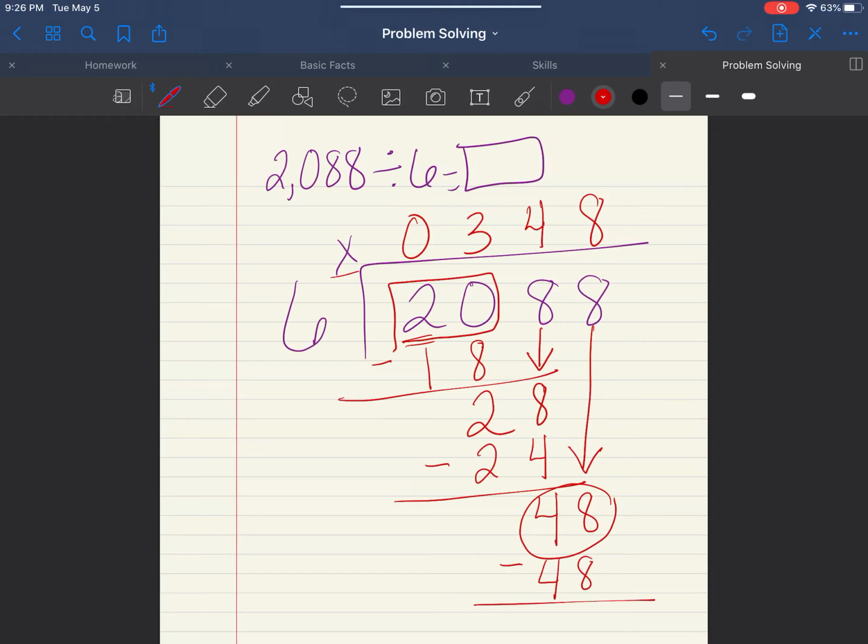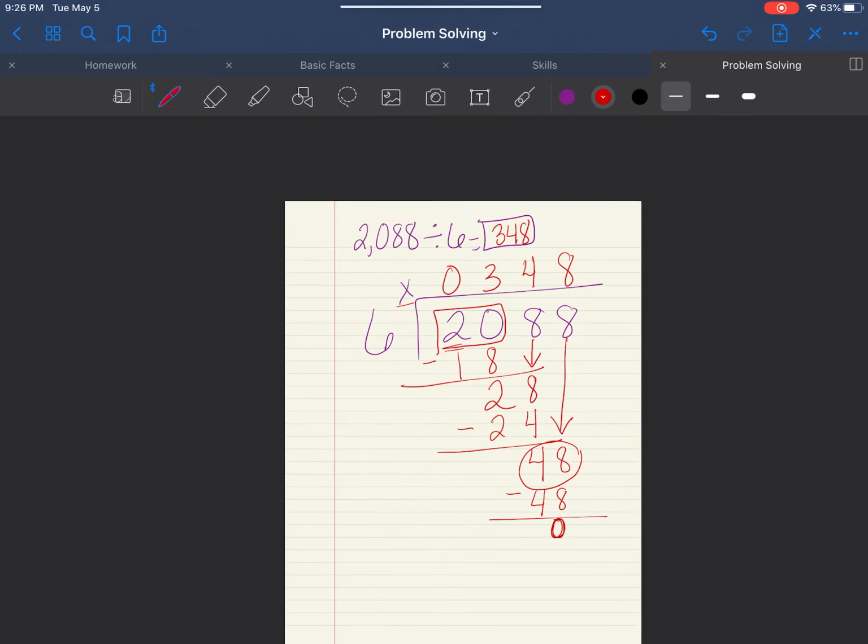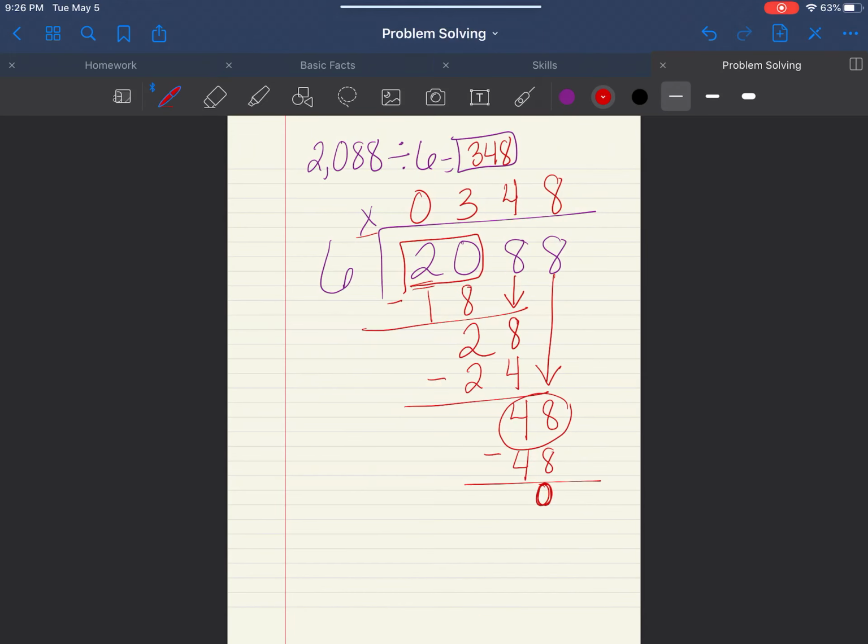So now I bring down the 8. 6 times what gives me 48? That would be 6 times 8, 48. 48 minus 48 equals 0. So my quotient would be 348. Now I'm going to also do this doing the box.